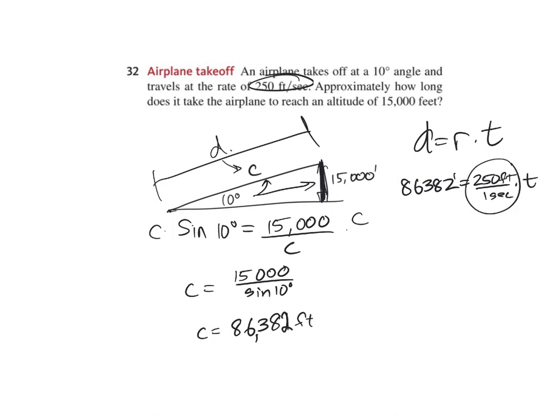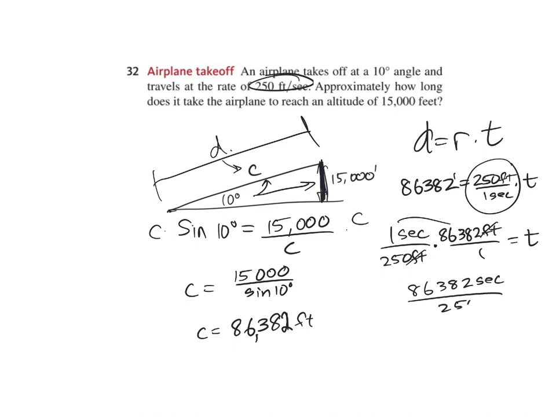We're going to multiply by the reciprocal on both sides. So 1 second over 250 feet times 86,382 feet. That equals our time. Units can be treated just like variables. Feet over feet is reduced to one. So now what do we have? 1 times 86,382 seconds over 250.